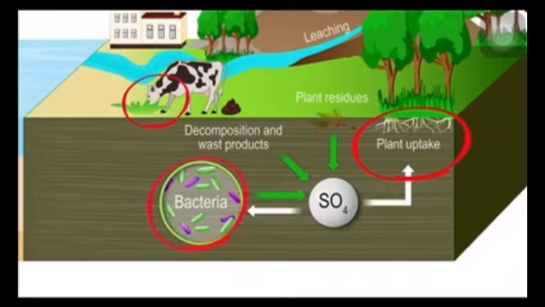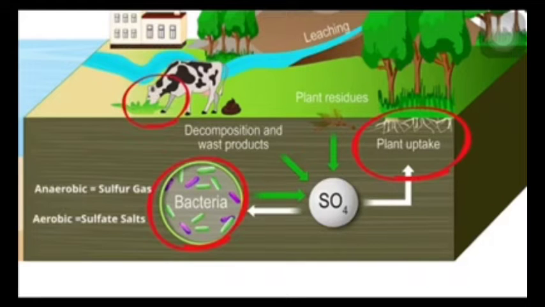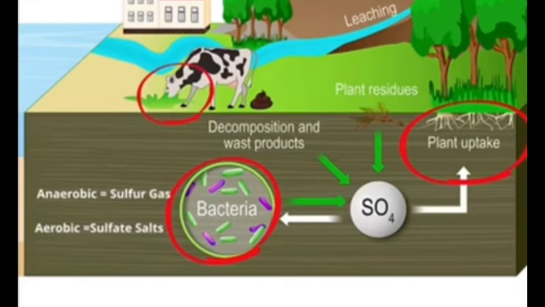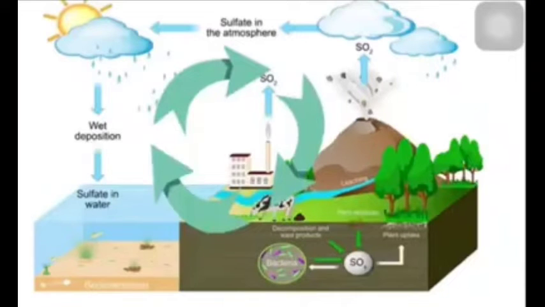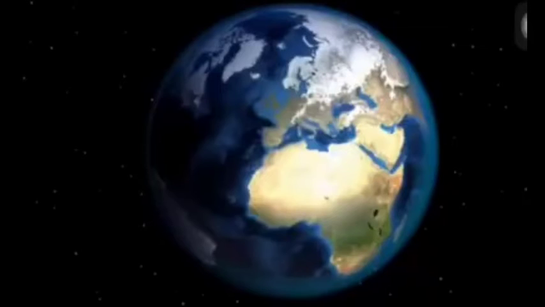sulfide, and anaerobic bacteria break down the hydrogen sulfide into sulfur gas, and the aerobic bacteria convert the sulfur into the sulfate salts, which again the plants absorb. And that's how sulfur cycles itself. It keeps going round and round.